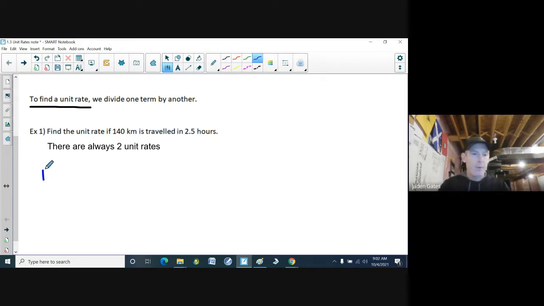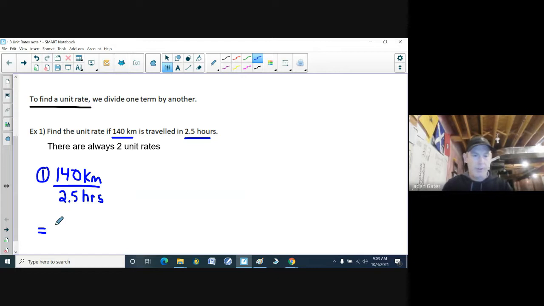So for example, like I said, to find a unit rate, we take one term and divide it by another. So I'm going to take my 140 kilometers. Again, we have to include the units here because it's going to be important in the end. Then I divide by my 2.5 hours.